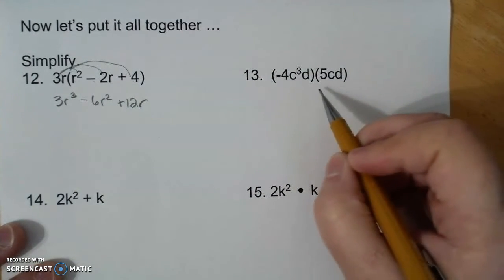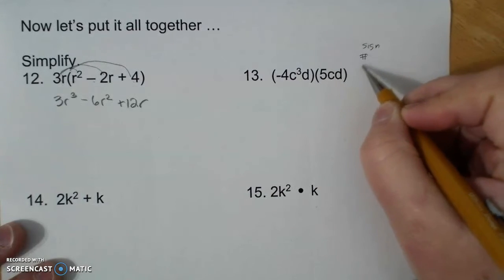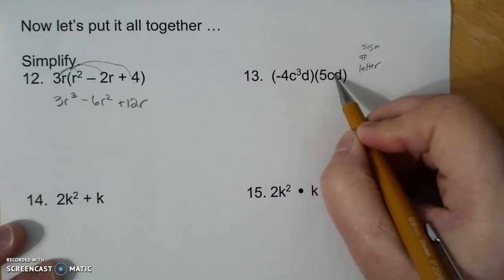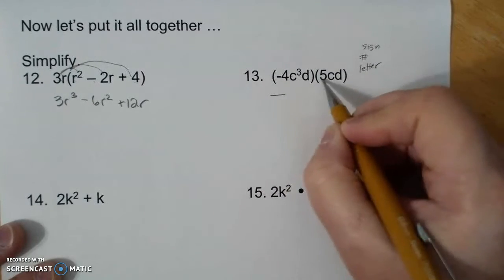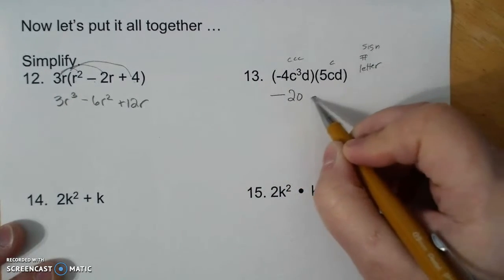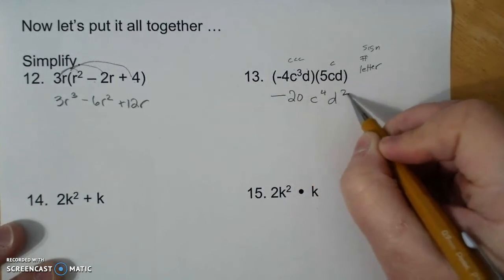This looks kind of like an exponent problem where I do sign, number, letter. Negative times a negative is a negative. 4 times 5 is 20. There's 3 here. There's 1 here. C to the 4th. There's 1 here and 1 here. D squared.